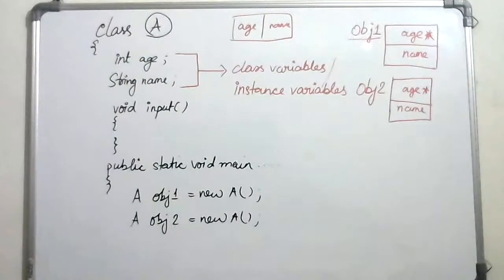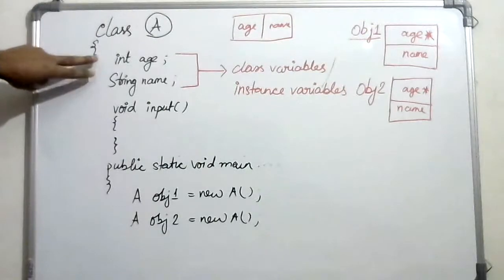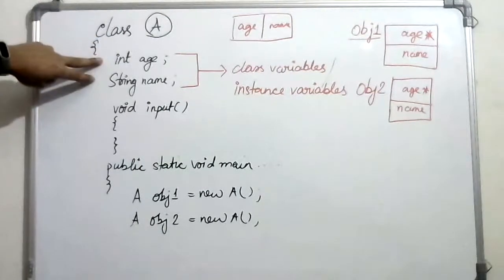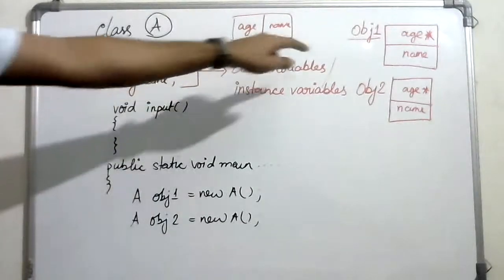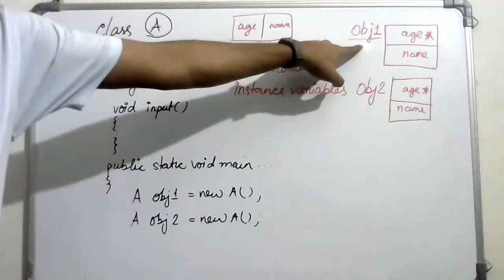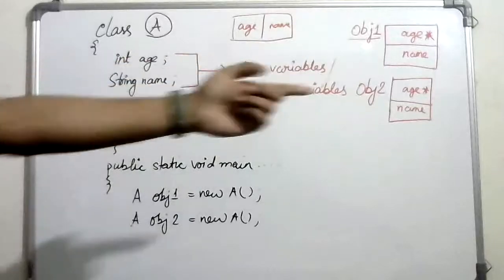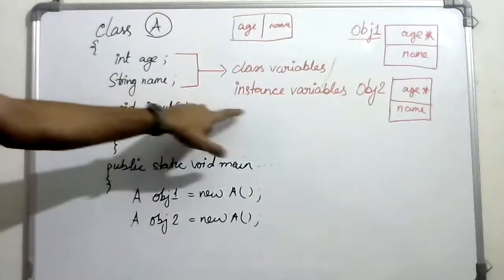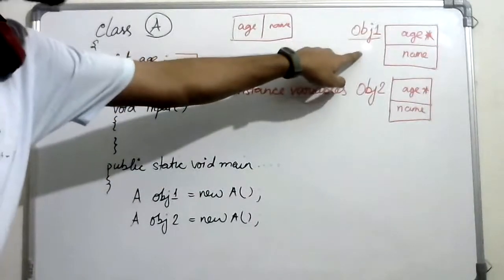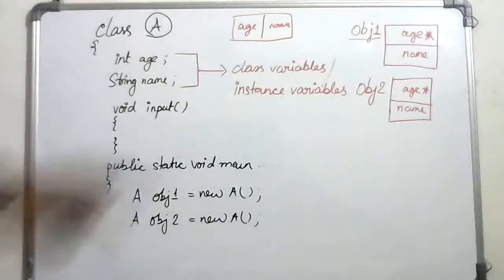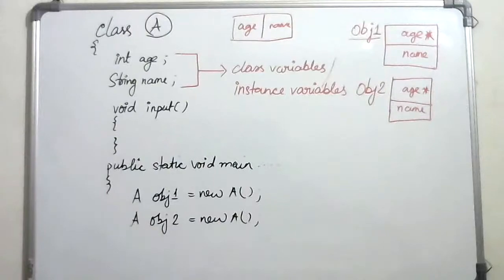So these class variables are called class variables because they are defined inside the class, but they are also called instance variables because they are unique to every instance of the class. Instances are nothing but objects, so they are unique. These variables are also called instance variables because they are unique to every object of the class, or rather every instance of the class, if you might say it like that.